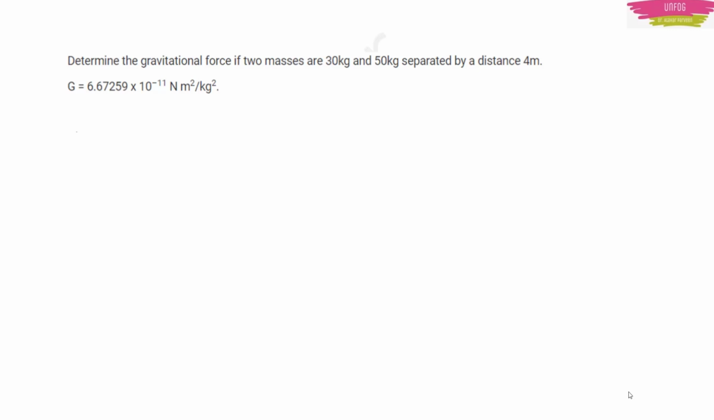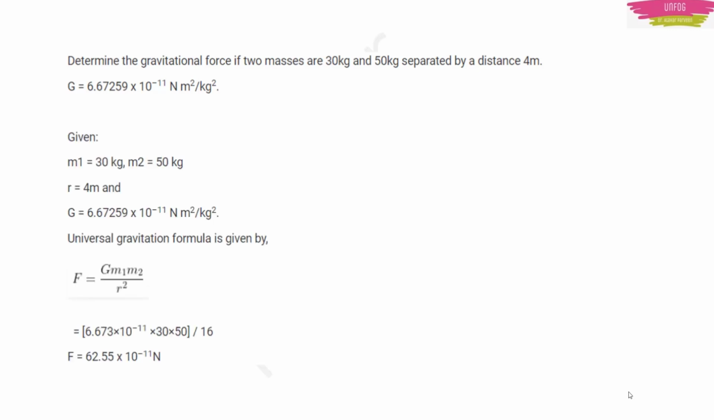Nothing you have to do. Just substitute the values in the formula which we know. It's a direct question. M1 is given 30 kg, M2 is given 50 kg, distance between them is 4 meters. Substitute and find the answer for gravitational force. That's it. And the unit will be Newton. R is 4 meters in the denominator, so you will have 4 square, so it will be 16. Like this only you have to do.